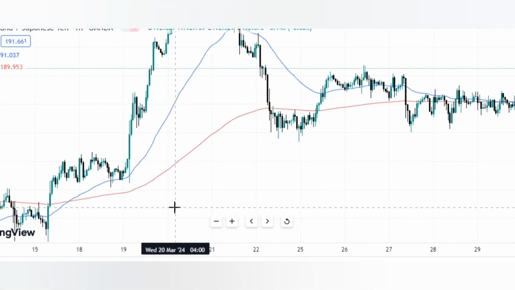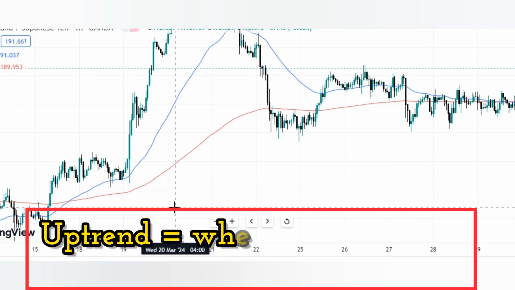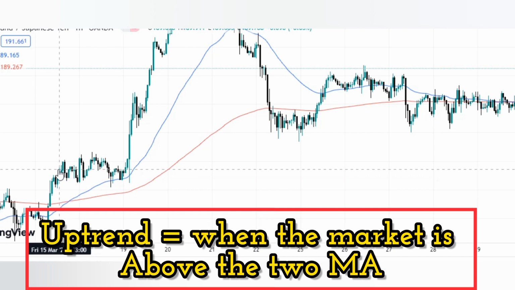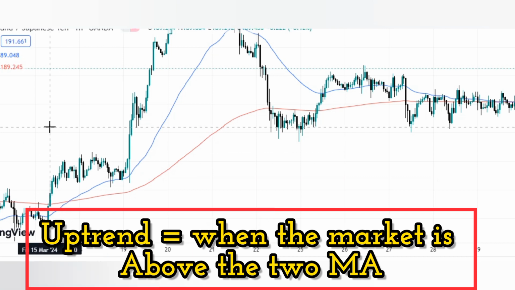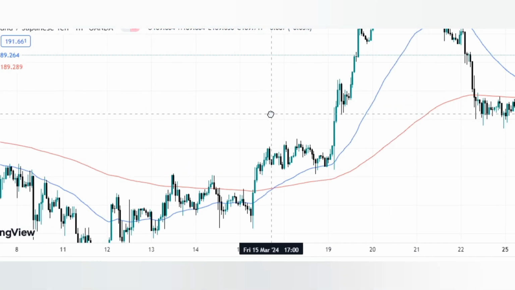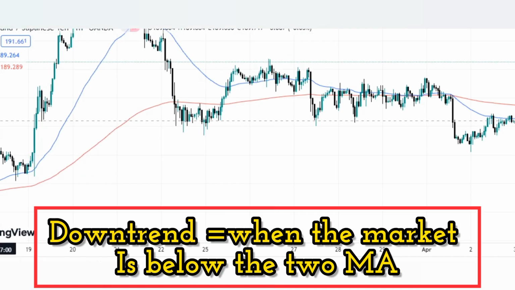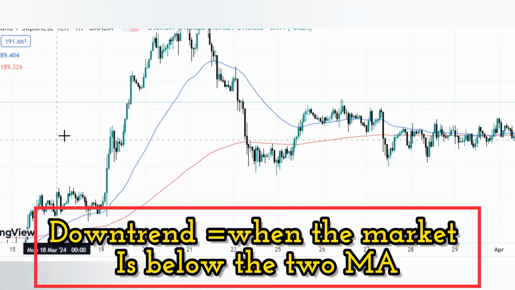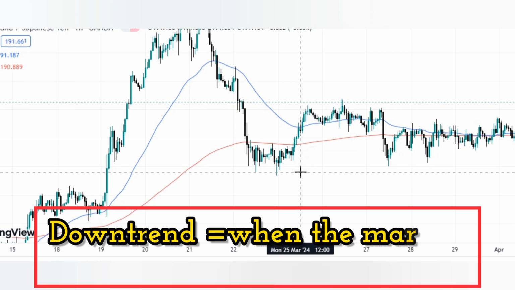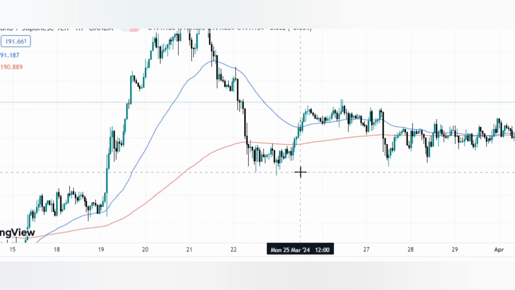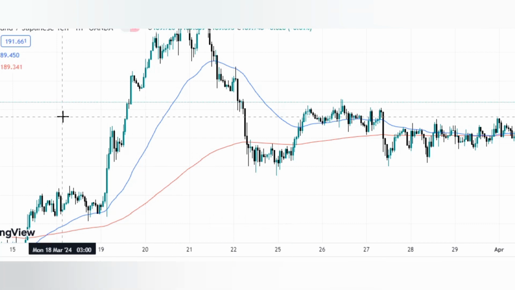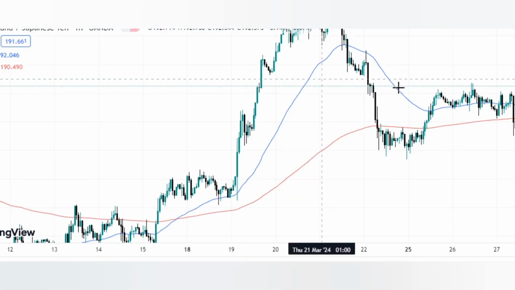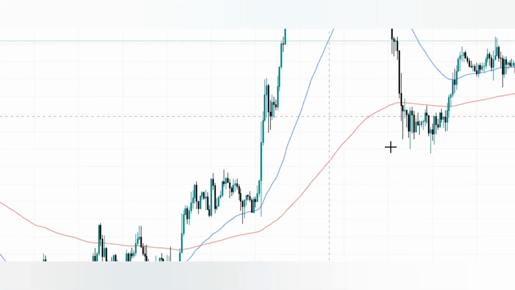Okay, so here, when the market is above these two moving averages, that's when we shall consider it as an uptrend, and when the market is below these two moving averages, we shall consider it as a downtrend. And when the market is just between, right, these two moving averages, actually it will be a ranging market. Okay, so now if you come here, all right, so let me do like this.